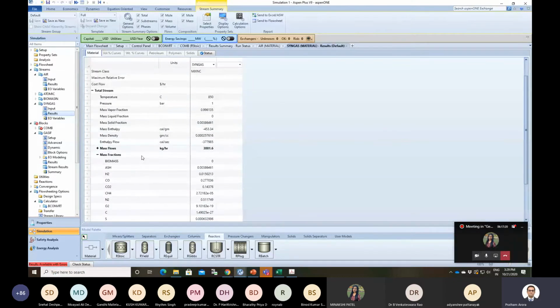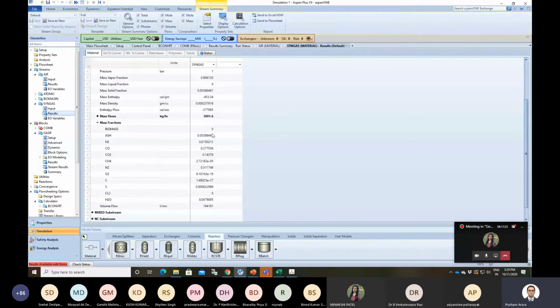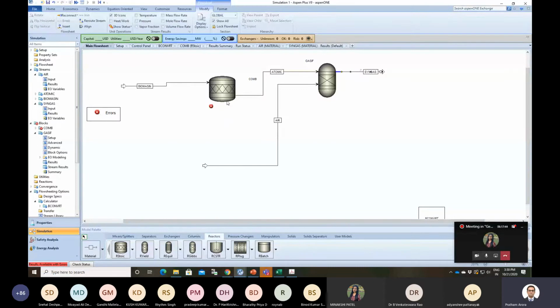And if I go with the mass fraction, you can see around 15% of it is hydrogen. Around 27% is carbon monoxide, around 14% is carbon dioxide, and there's hardly any methane. Around 51% is nitrogen. So this is the normal syngas that you would get from the gasification reaction. So what I have done initially is I've broken down the biomass into individual components and then placed a Gibbs reactor in here. And this Gibbs reactor is reacting with air, and this is giving me the composition of gases.